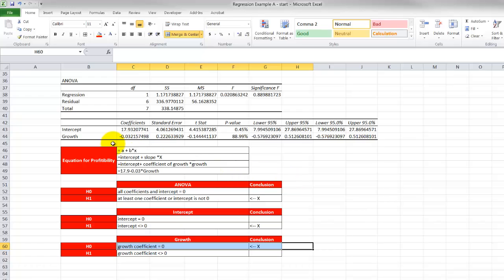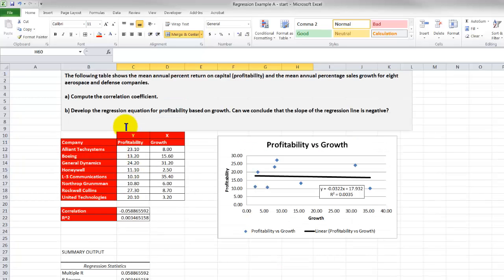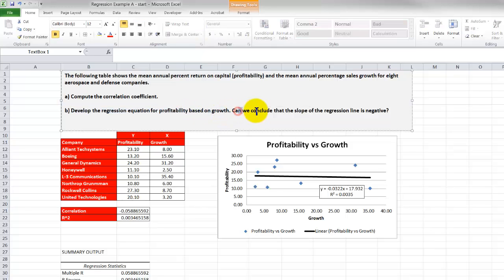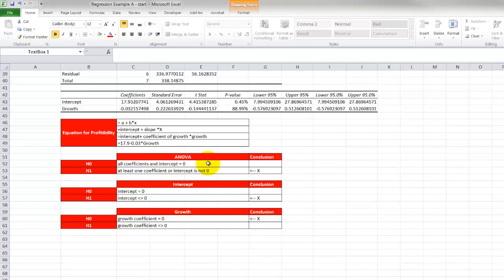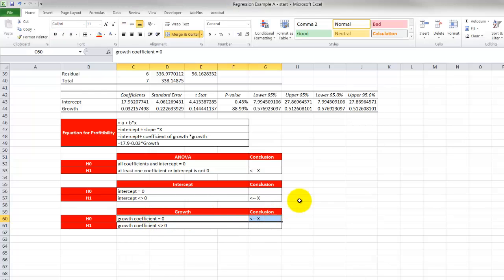So to answer the question above, develop the regression equation for profitability based on growth. We've done that. Can we conclude that the slope of the regression line is negative? The slope of the regression line for this single variate regression analysis is the coefficient of growth. The coefficient for growth is 0. So yes, we can conclude it is. So in other words, the growth is not explaining the profitability that our company is seeing.